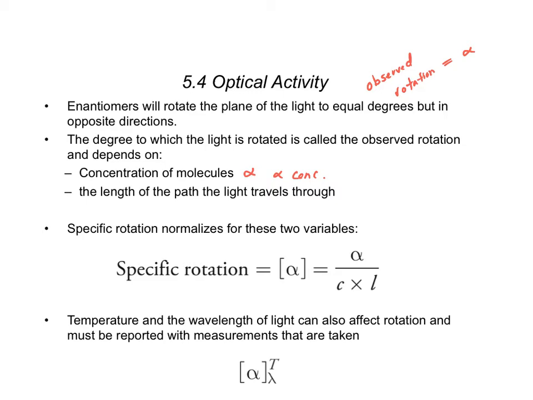Another experimental variable that affects how much rotation we actually see is the path length of that polarimetry tube. The longer the tube that the light goes through, so the longer the path length, again, we're going to see an increased degree of observed rotation. So we're going to see this direct proportionality between observed rotation and path length, just like we saw for observed rotation and concentration.